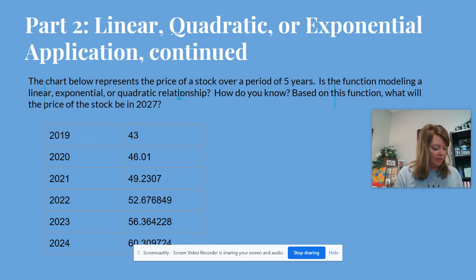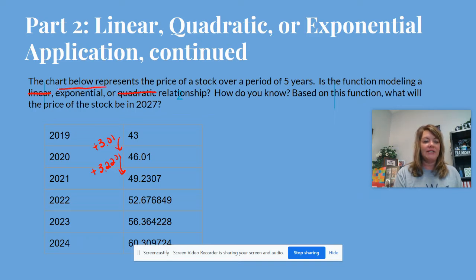46.01 minus 43, that is positive 3.01. Okay, so is that happening again? 49.2307 minus 46.01. Uh-oh. That is not happening because that is plus 3.2201. Okay, so linear is out. It is not linear. And if linear is out, quadratic is out.